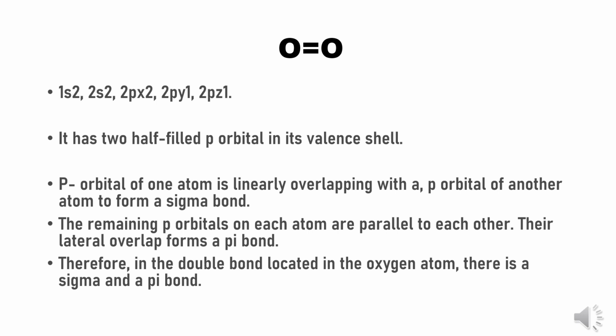As I said earlier, it has two half-filled p orbitals. So the remaining p orbitals on each atom are parallel to each other. So they laterally overlap and form a pi bond. Therefore, in the double bond of the oxygen molecule, there is a sigma bond and a pi bond.